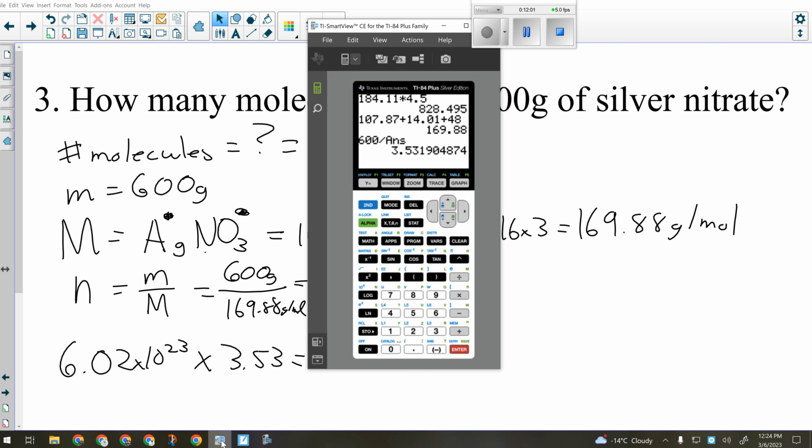So I'm just going to take that number and multiply it by Avogadro's number, which, remember, we type in brackets, 6.02, and then you use your exponent button. If you have a TI, it's second and the comma. You get an E, and then you go 23. So, in 600 grams of silver nitrate, there are 2.13 times 10 to the 24 molecules of silver nitrate. I'm only going to keep two decimal places for my final answer. I'm not going to write all of them down.